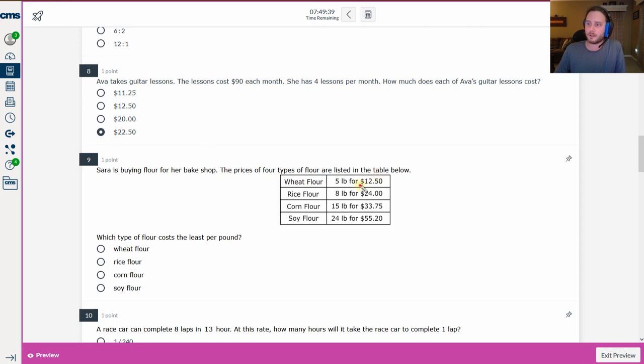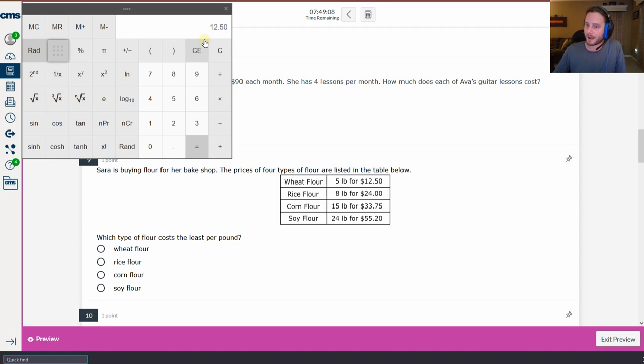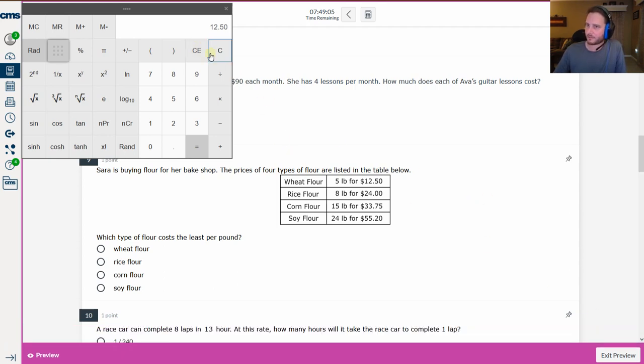We have to do $12.50 divided by 5 for the wheat flour, $24 divided by 8 for the rice flour, $33.75 divided by 15 pounds for the corn flour, and then $55.20 divided by 24 pounds for the soy flour. Now that is a lot of work, but fortunately for us, we have a calculator again. So for this problem, we have $12.50 divided by 5, and that's going to give me 2.5.